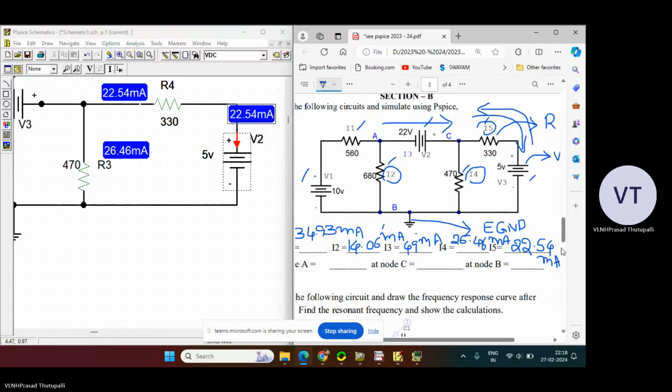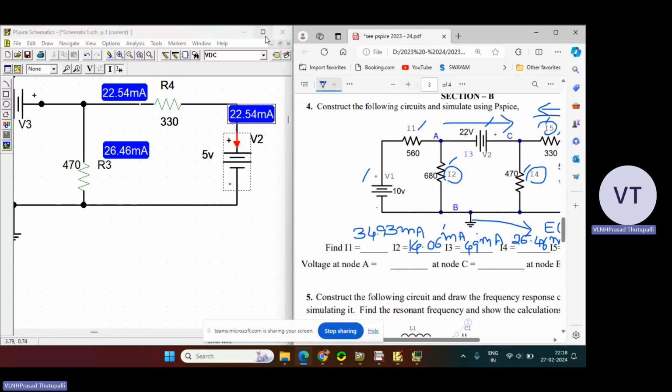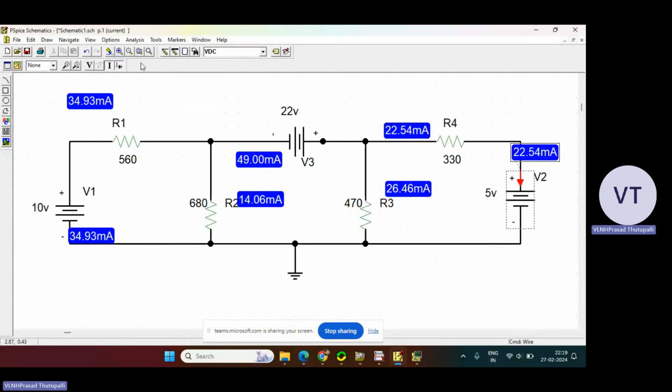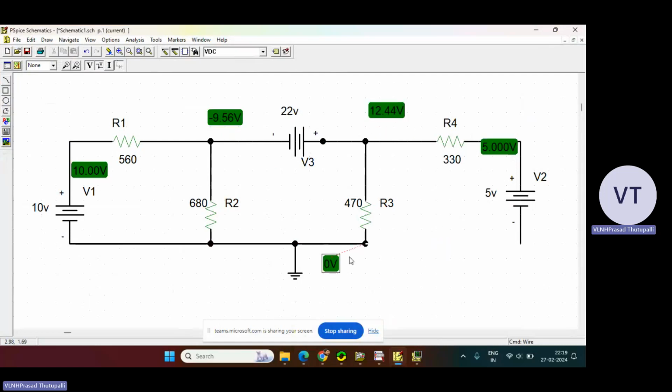Okay, done. Now the thing is voltage at node. So you are done with the currents. So you deselect this and click on V. It will show you the voltages at various nodes. This is the voltage at this point, this is the voltage at this point, this is the voltage at this point. So at this point, minus 9.56 volts is there.